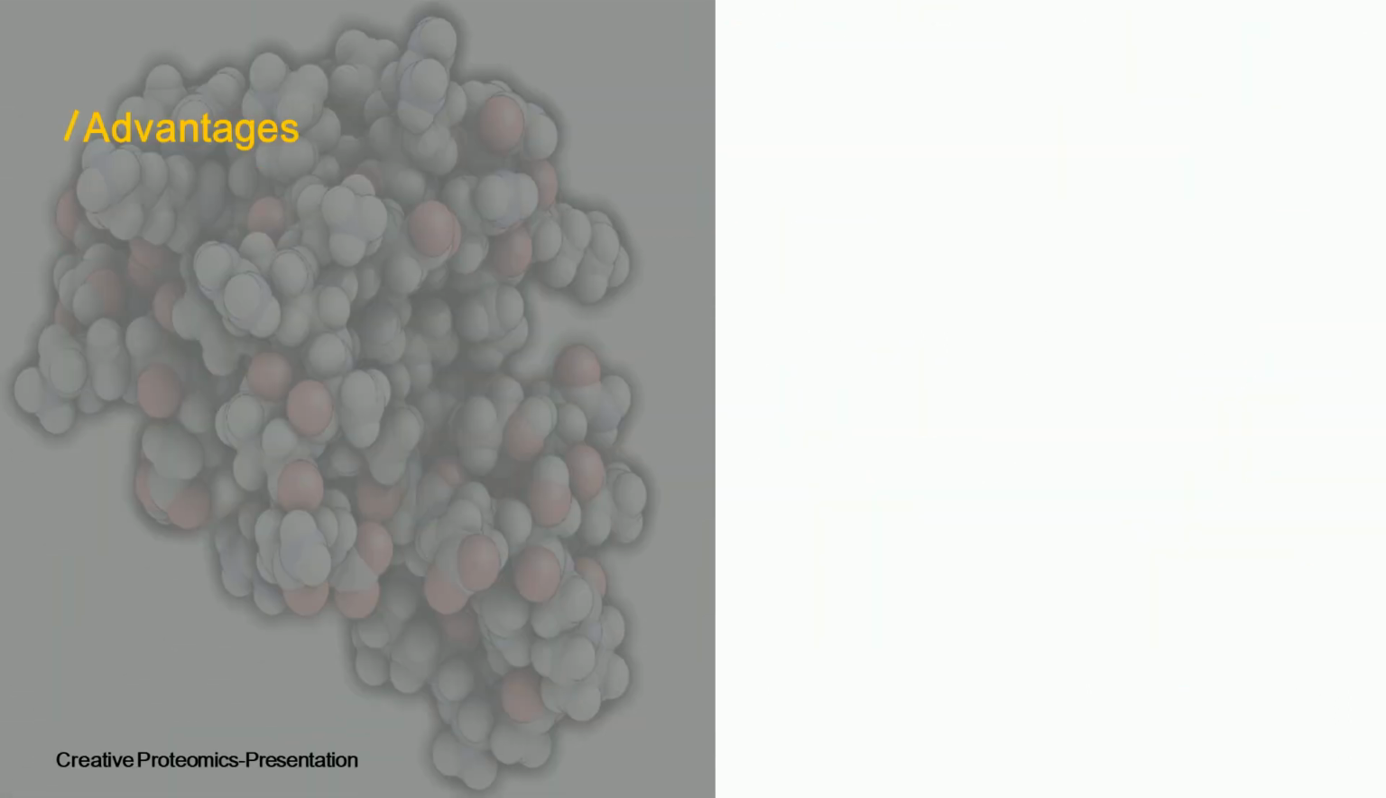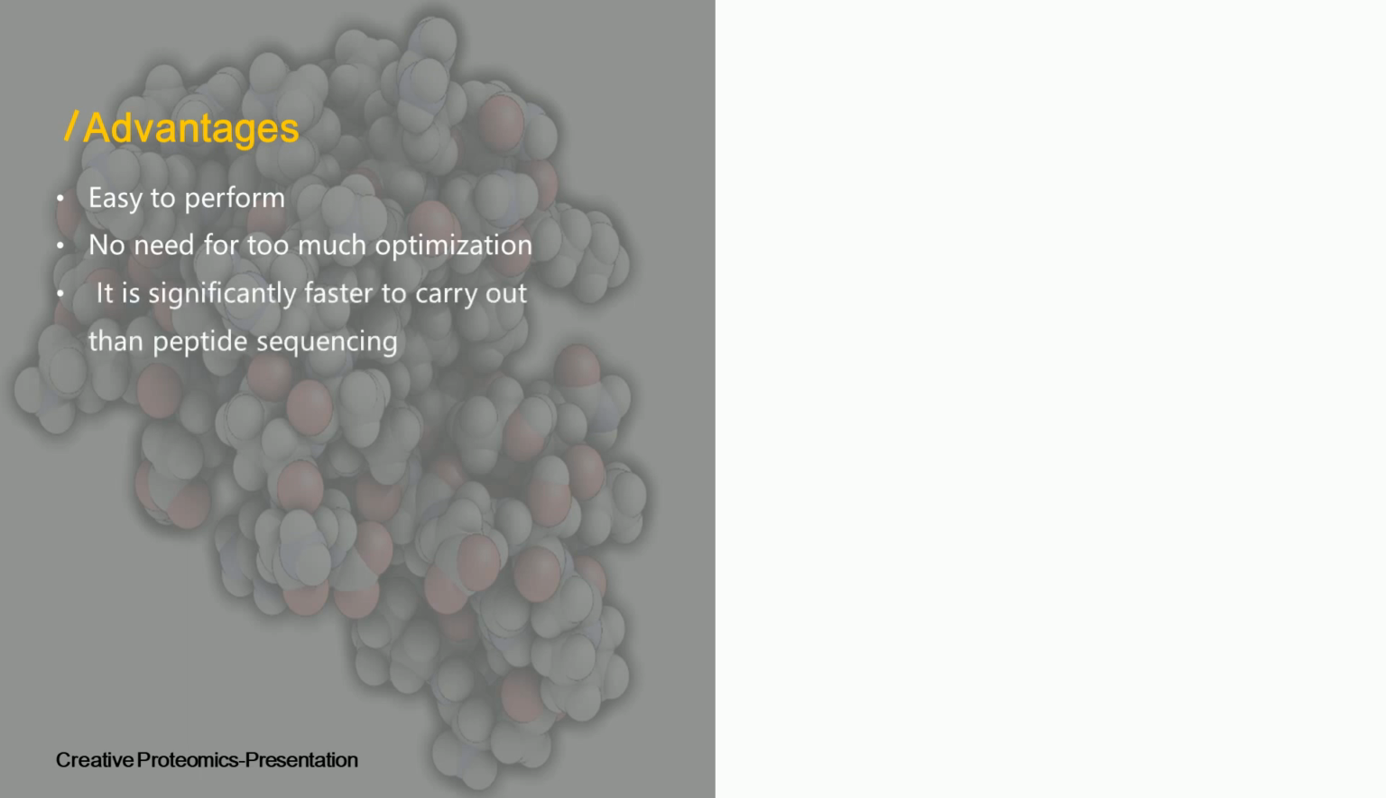Peptide mass fingerprinting is easy to perform and there is no need for too much optimization. It is significantly faster to carry out than peptide sequencing, and in this method, only the masses of the peptides are needed to be known.